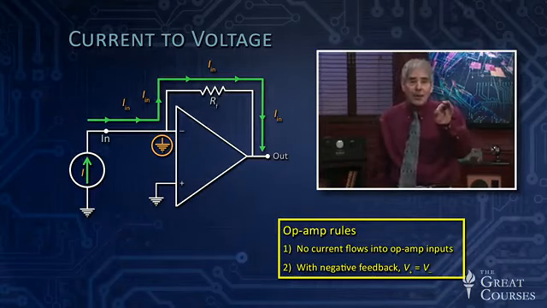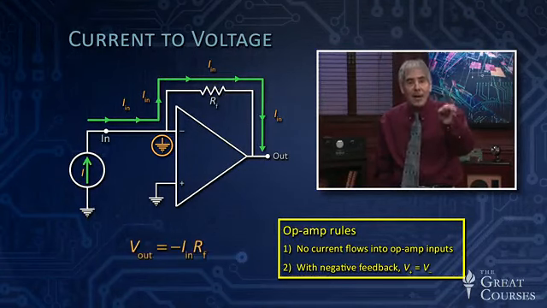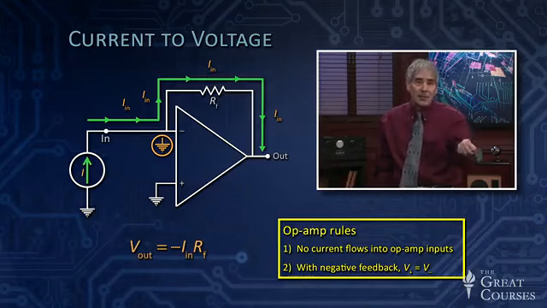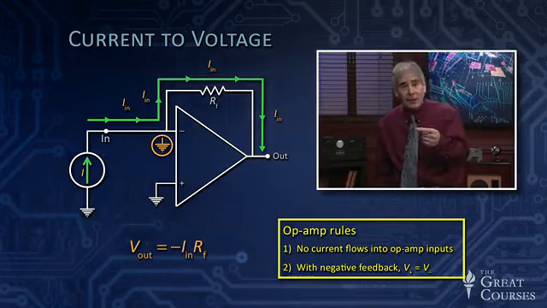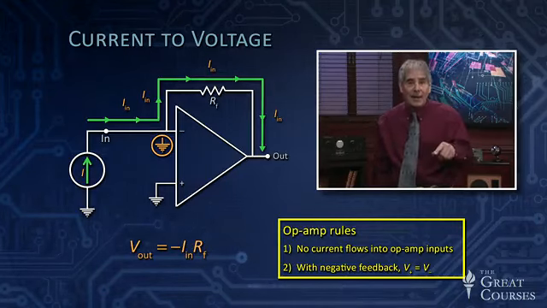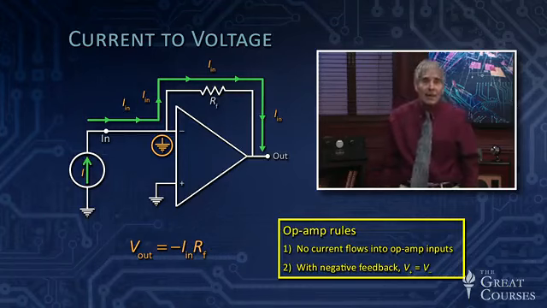And just as with the analyses we've been doing before for the voltage amplifiers, we can say the output is minus I times the feedback resistor, because the left-hand side of the feedback resistor is at 0 volts. There's a current I flowing through it, and that current I is multiplied by the feedback resistance to get the voltage across the feedback resistor. So V out is minus I in times RF.